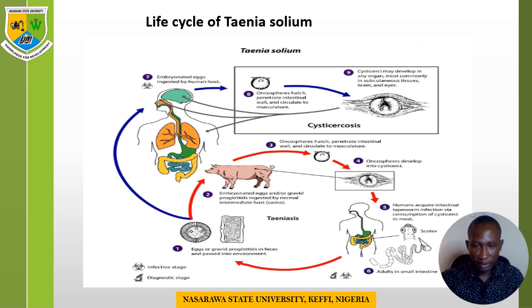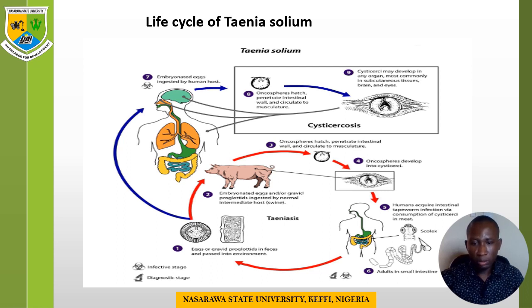So this is the life cycle of this particular organism. To continue from the egg located around the environment in the feces, it is taken by the intermediate host, the pig, consumed by the human, and then the egg passes through different stages of development, later fully developing in the small intestine, and then lays eggs. The eggs are later passed out to the environment, and the life cycle continues.